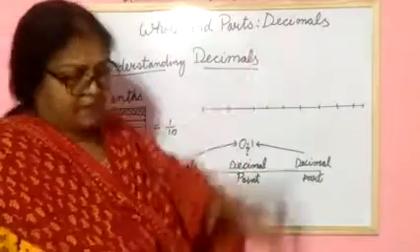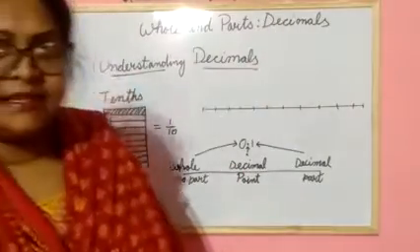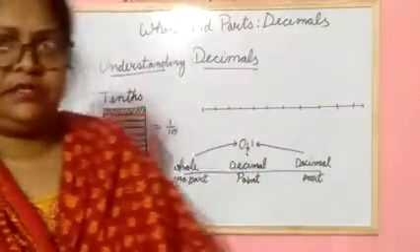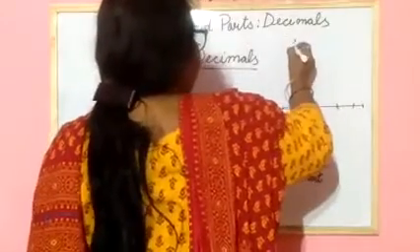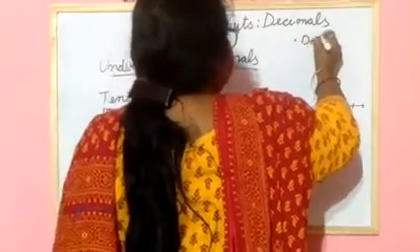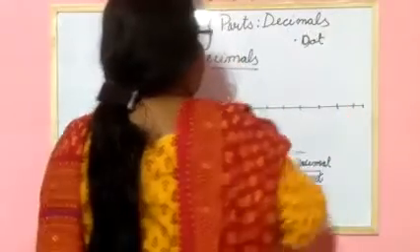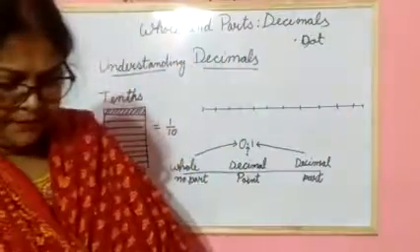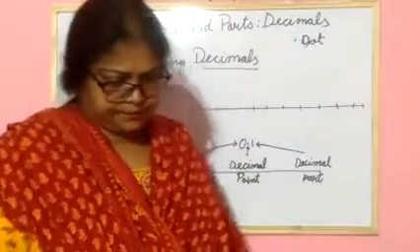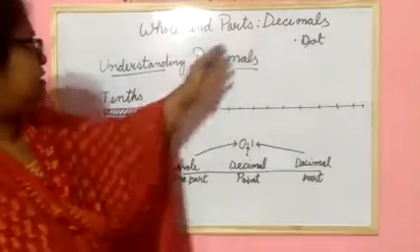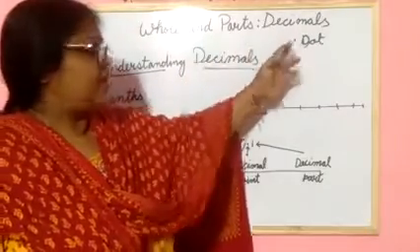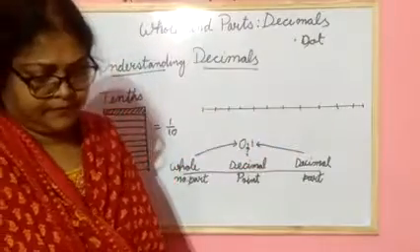Now this decimal, what is decimal? Decimal is a dot or a point. This is known as decimal, dot or point. You can say this as a dot. Dot or point, that is known as a decimal. Understood? This dot or point is known as decimal.